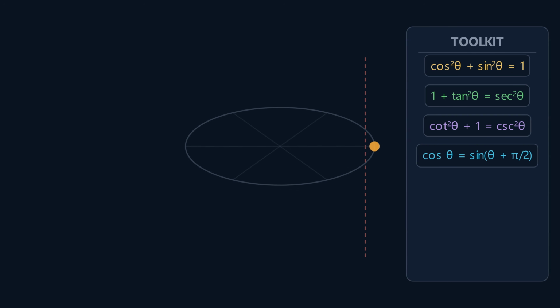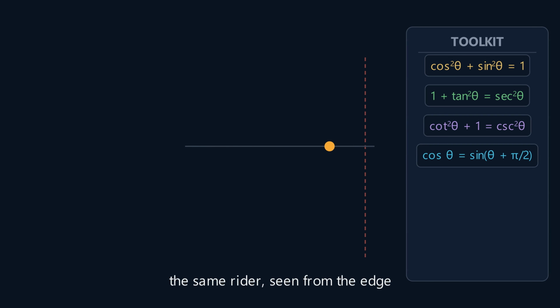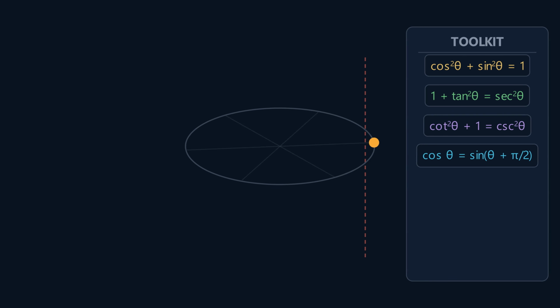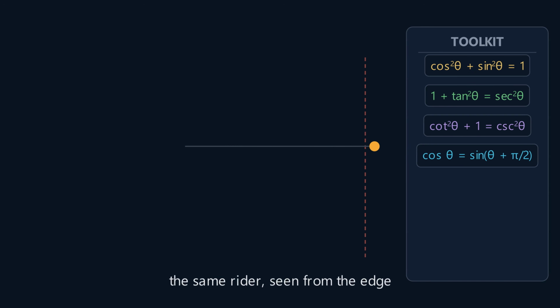So the wave is not a picture of a wave. It is a picture of a rotation, seen from the side. Stand at the edge of a merry-go-round and watch a rider go past. They do not look like they are going round. They look like they are sliding back and forth.